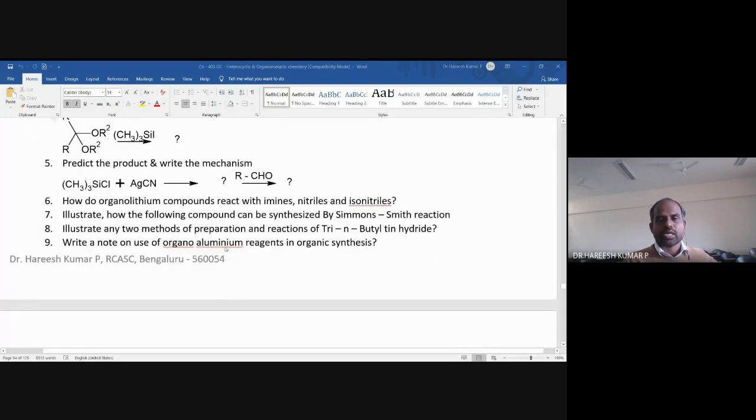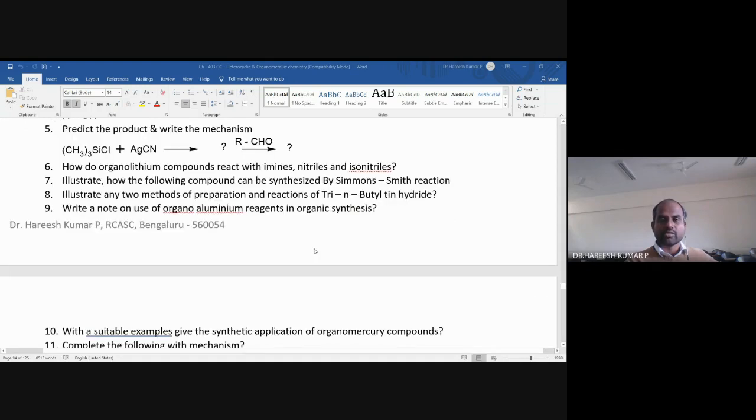Write a note on the use of organolithium reagents in organic synthesis. So for organolithium reagents, maybe you can take any one. So dialkyl lithium, dialkyl aluminum hydride, its preparation and application, or maybe a trialkyl aluminum hydride, its preparation and application, or alkynyl dialkyl aluminum hydride, its preparation and application. Any one or all three you can write, and write two applications. So that's enough for that.